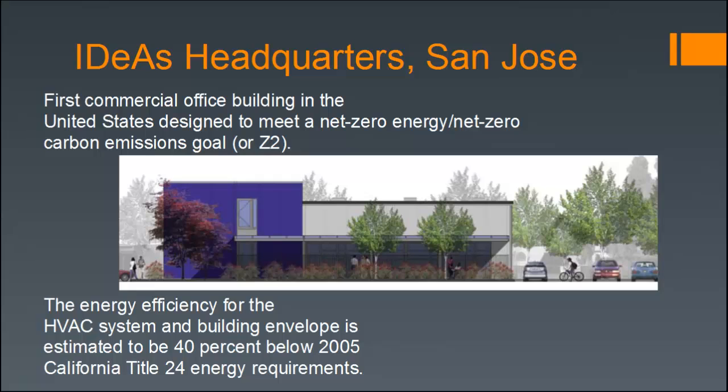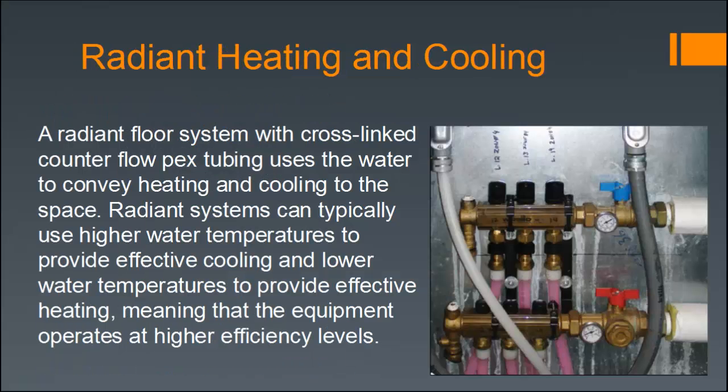The energy efficiency for the HVAC system and building envelope is estimated to be 40% below 2005 California Title 24 energy requirements. This really takes a whole building design approach. One strategy is radiant heating and cooling for energy efficiency. It's a radiant floor system with cross-link counterflow PEX tubes, typically using water to convey heating and cooling to the space, which is more efficient than air.